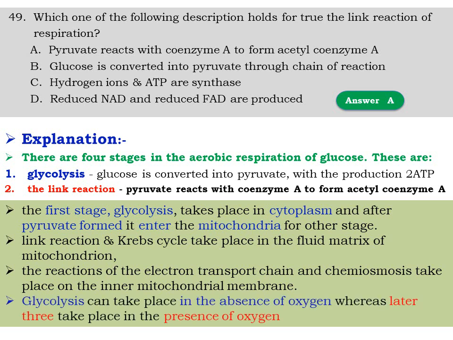Again, glycolysis takes place in the absence of oxygen, whereas the later 3, the link reaction, the Krebs cycle, and the electron transport chain and chemiosmosis, take place in the presence of oxygen. So oxygen is needed for those, while glycolysis does not need oxygen. So the answer that is true about the link reaction is A: pyruvate reacts with coenzyme A to form acetyl coenzyme A.